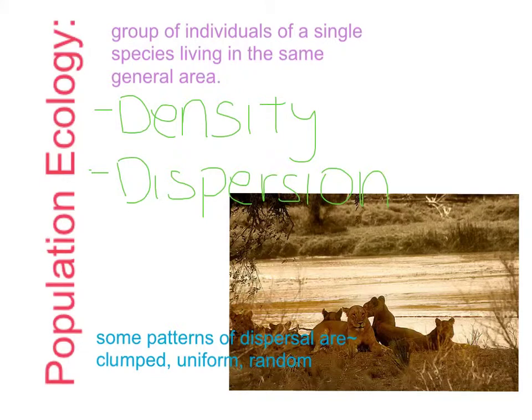So now we come into population ecology, and that is a group of individuals of a single species living in the same general area. So we see here in the bottom corner just a group of wildlife animals just hanging around and doing what they do. So within population ecology, we get density and dispersion. Density is the number of individuals in a given area, and dispersion is a pattern of spacing between the individuals. Now, some patterns of dispersal are clumped, uniform, and random.